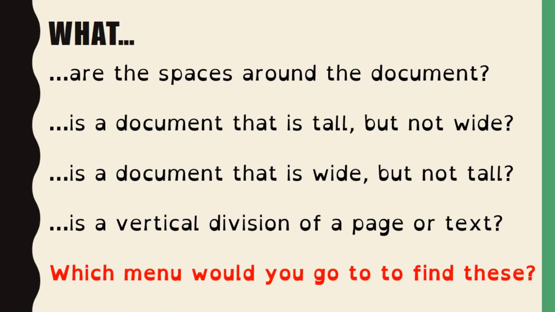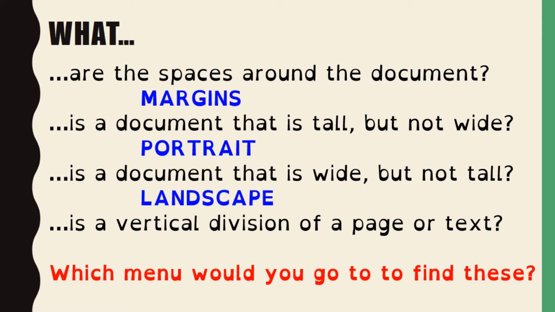What are the spaces around the document called? Margins. What is a document that is tall but not wide? We call that portrait. Now, what is a document that is wide but not tall? So the opposite of the other one. Landscape. And lastly, what is a vertical division of a page or text? We call that a column. Now, which menu would you go to find all of these commands? You would go to the Format menu.